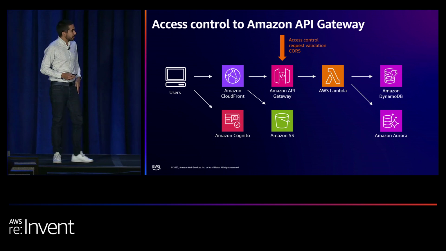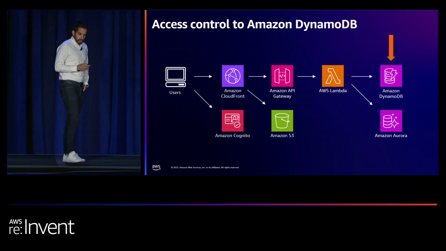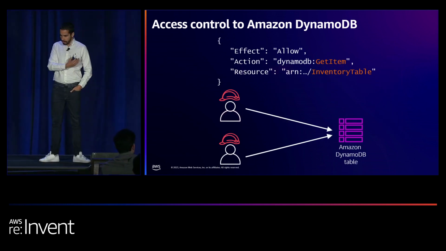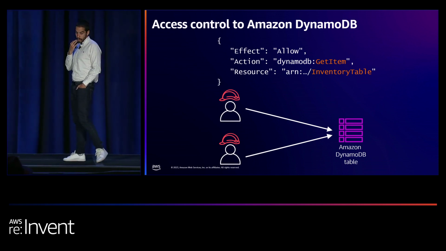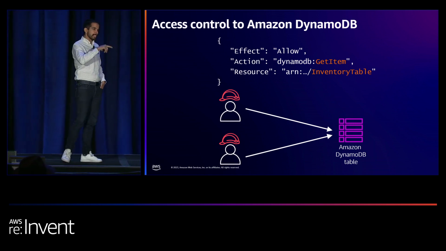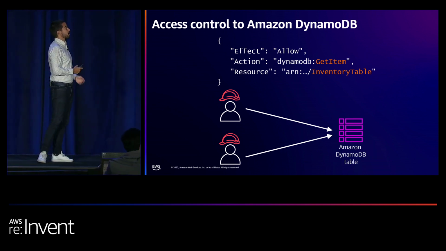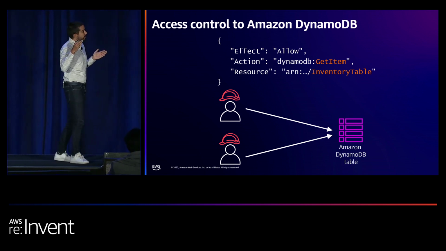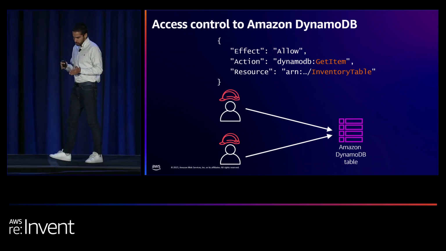So let's move to another layer in our application. Let's go to DynamoDB. So access control in DynamoDB is handled by IAM, right? So here you have an example of a policy where you are allowing the action of getting an item to a single table that's called inventory table. So you can see that we've scoped down not only the actions, but we've also scoped down the resource that this policy allows access to.